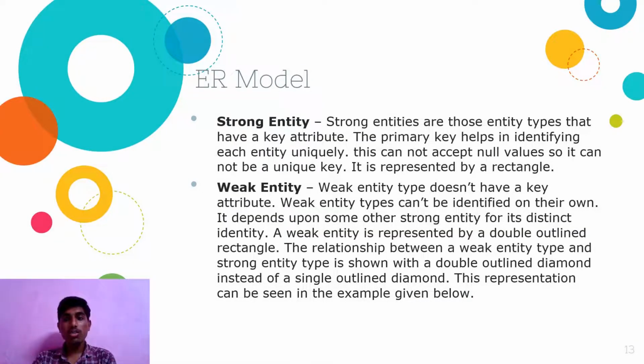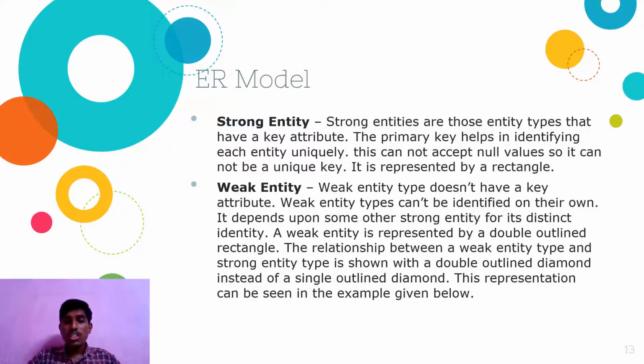Strong entities are those entity types that have a key attribute. The primary key helps in identifying each entity uniquely. This can be used and cannot accept null values, so it cannot be a unique key. It is represented by a rectangle.